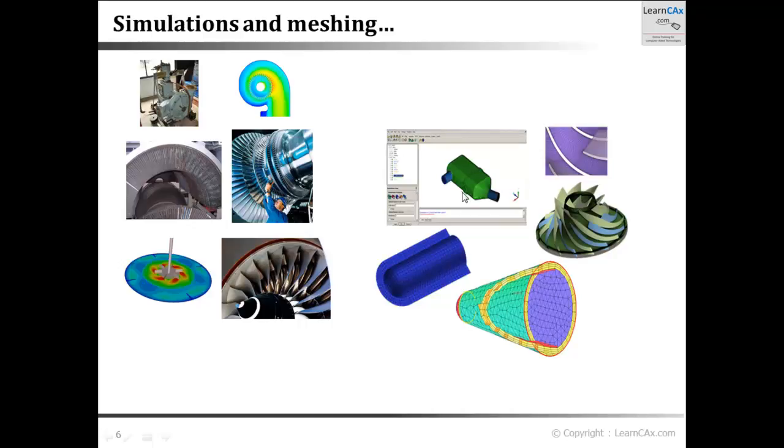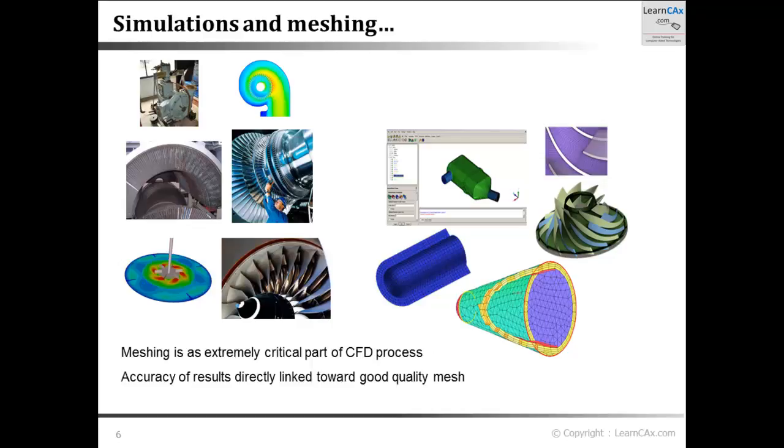So before we begin any simulation or before we get any results, the first thing that we have to do is create a mesh for the CFD domain or the CFD CAD model. So meshing is an extremely critical part, and without meshing we cannot proceed to solving or to getting any results. So meshing is an extremely important part of any CFD simulation or any CFD process.